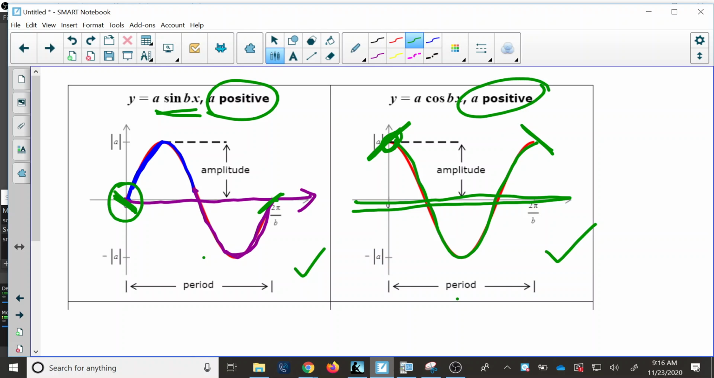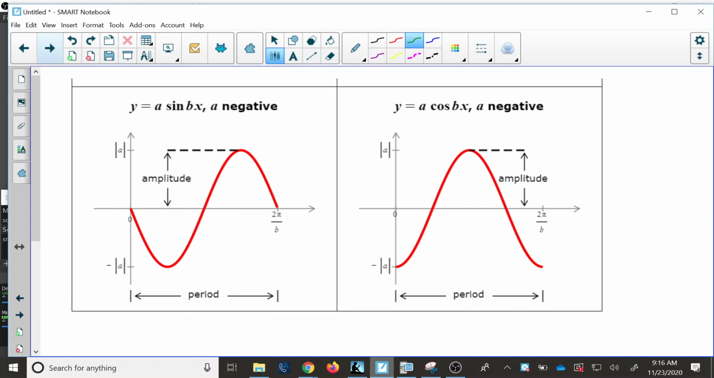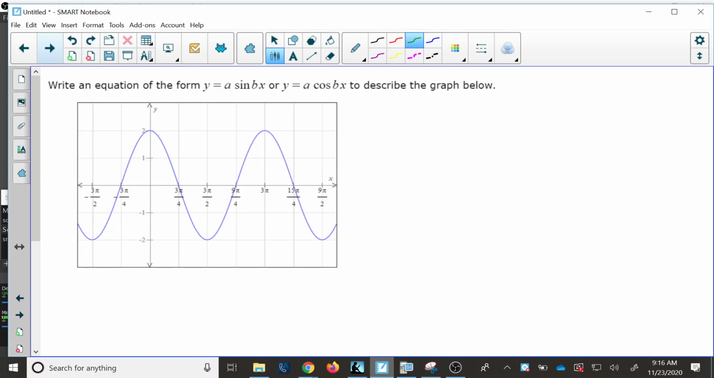Now this is the shape of the sine function and the cos function when your a is positive. What happens if it's negative? If it's negative, it's reflected in the x-axis. So the sine will start here and go downhill, then come up and end at the end of one period. Same with the cosine function. It starts at the negative y-axis, goes up and comes down to the same point. Keep them in mind, and we'll try to do this one question.